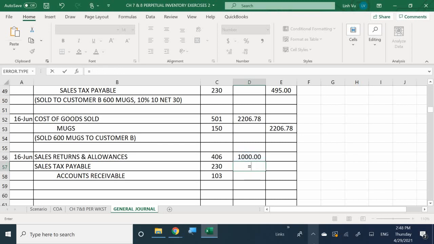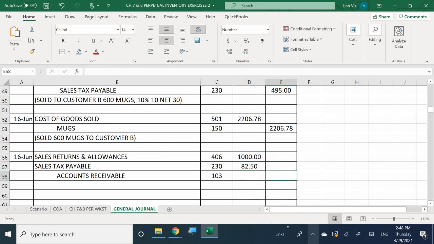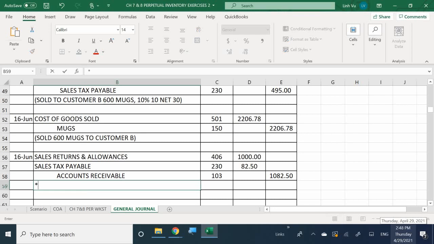So equals around... good, 8250. So therefore, how much am I going to decrease his account for? 1,082.50. $1,082.50. And once again, I need to make an update here. Okay. Customer B returns 100 mugs for full refund.